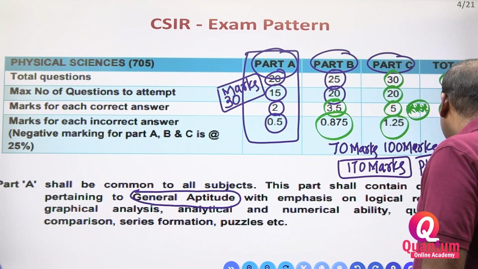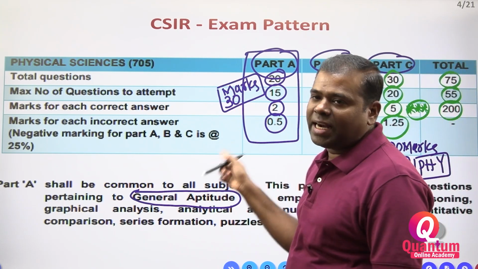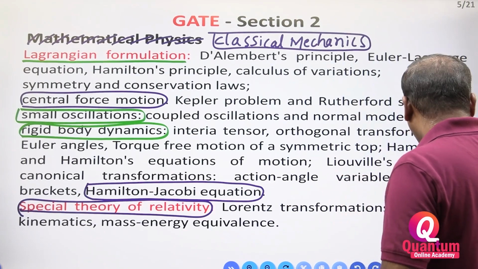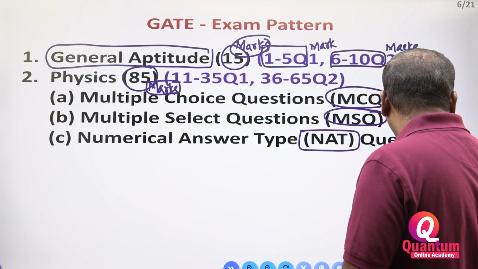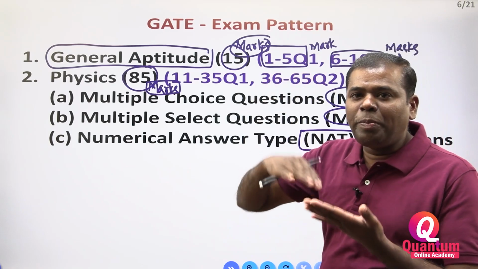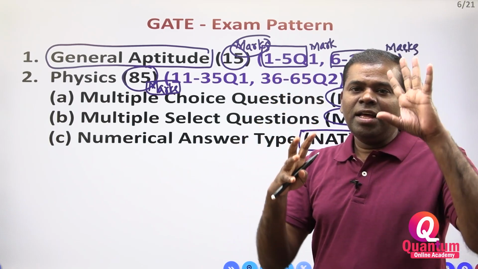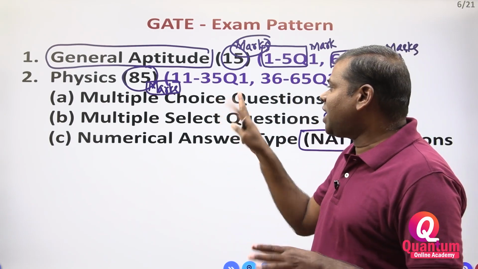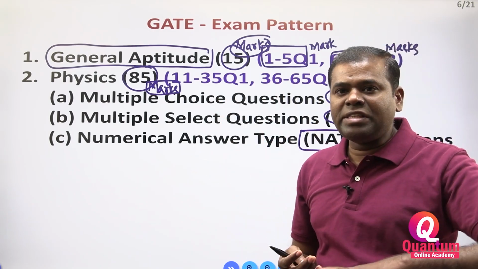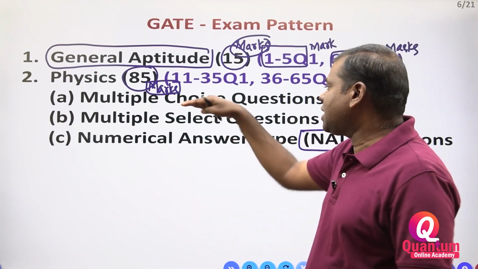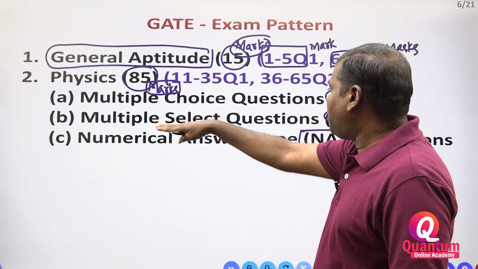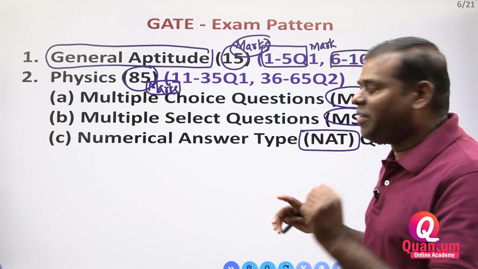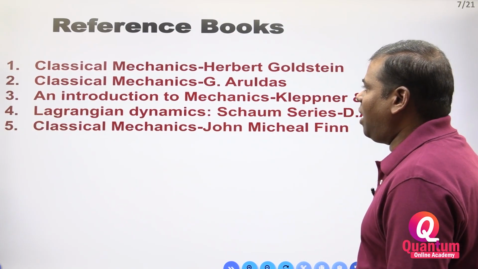In CSIR, here only 30 marks is for aptitude. It is the same weightage, but some alteration is there. You have to remember this pattern. The two patterns are different. For CSIR, there are three sections. In GATE, there are only two: general aptitude and physics. In physics, three varieties of questions are asked: multiple choice questions, multiple select questions, and numerical answer type questions.